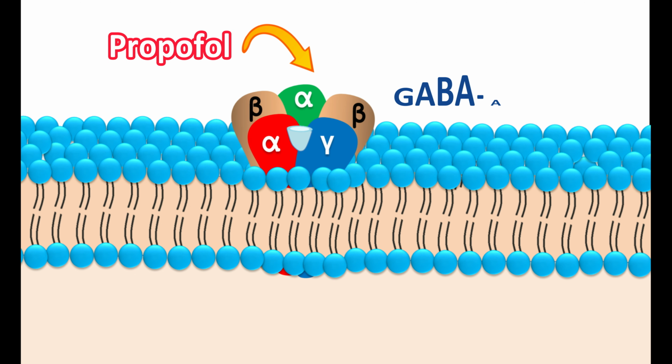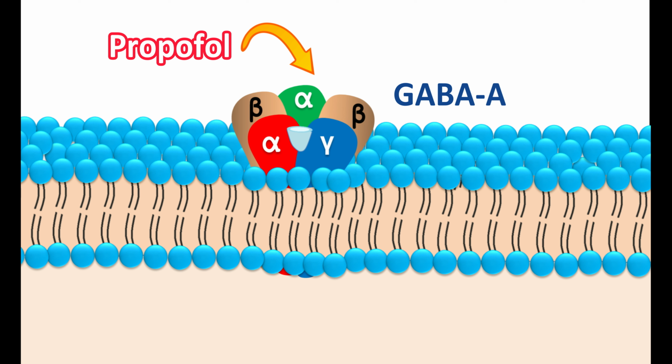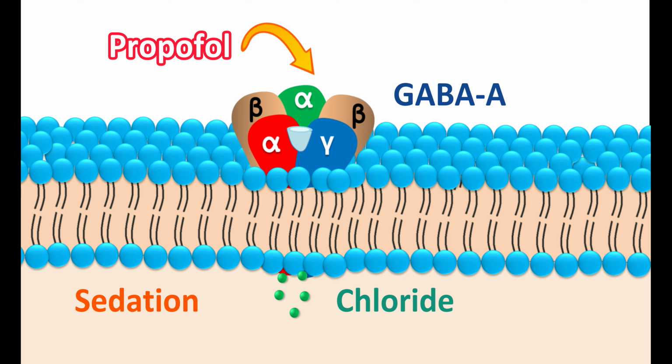Propofol binds to GABA-A receptors, which are ionotropic receptors coupled with chloride channels. When these receptors are activated, they open chloride channels, leading to hyperpolarization. This inhibits postsynaptic neurons, leading to sedation and anesthesia.